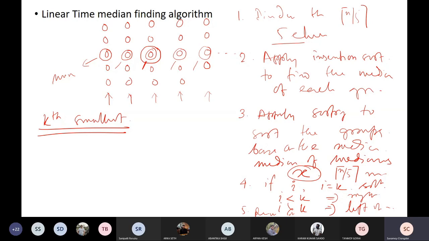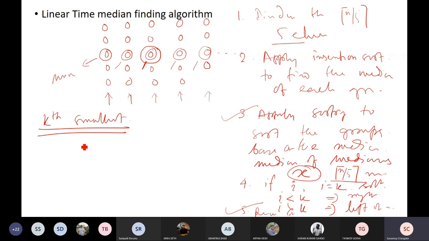Now the question is that what will be the time complexity of this algorithm? So before finding, we are having, see, two recursive calls. One is here, another is here. Okay. So one recursive call is to find the median of medians. Another recursive call is, if I is less than k, recursively we will call the algorithm with the right partition. If I is greater than k, we will call the same algorithm with the left partition. So we are having two recursive calls.